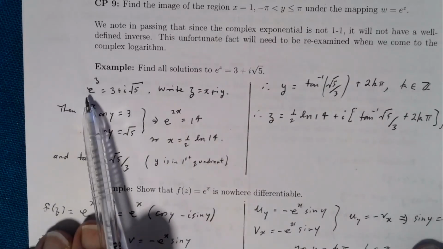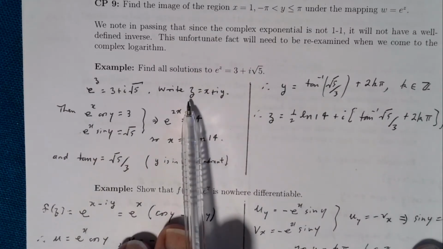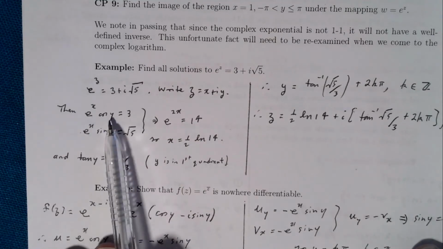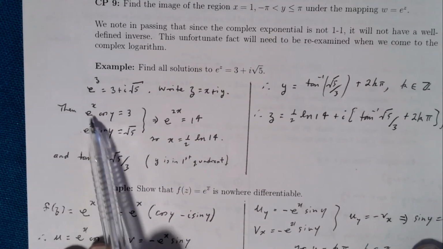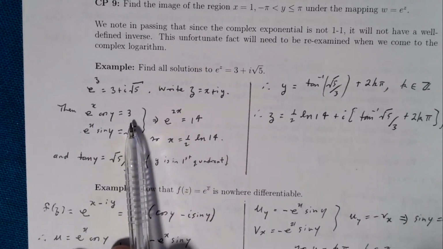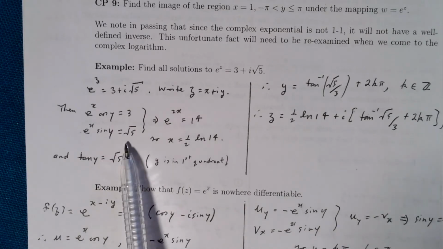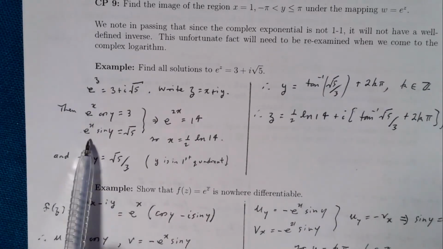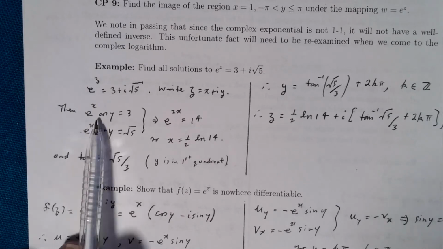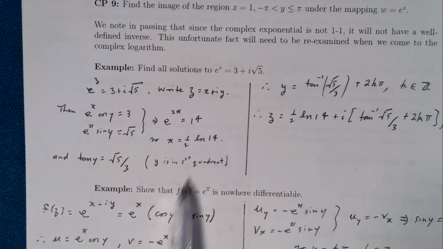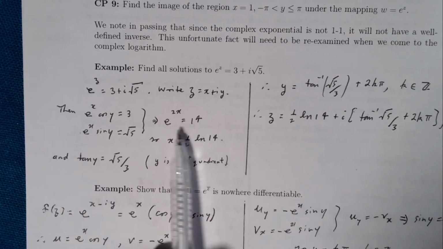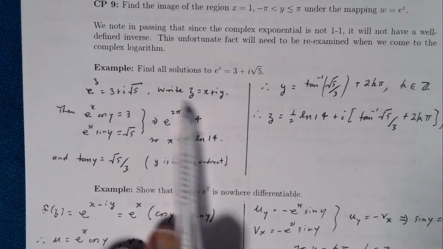So I'm going to write z as x plus iy, and I write down the real part of e to the z is e to the x cos y, which is 3, and e to the x sin y is root 5. And if I square these two equations and add, because cos squared y plus sine squared y is 1, I get e to the 2x is 14. Now we're back in the real world again.